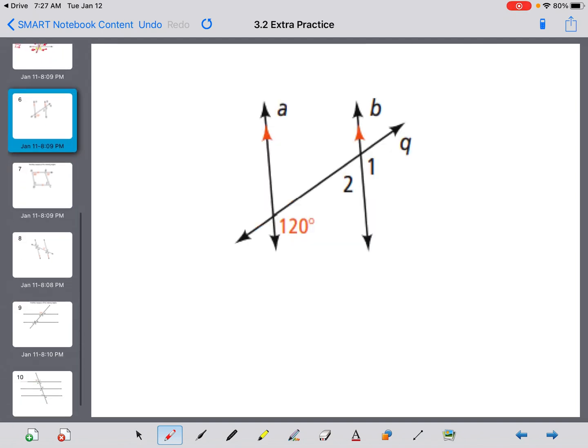Here we have a 120 degree angle. Same side interior would be angle 2. So they're supplementary, so 180 minus 120 is 60 degrees. So angle 2 is 60 degrees. Then this 120 degree angle and angle 1 are corresponding, so angle 1 is going to be 120 degrees.